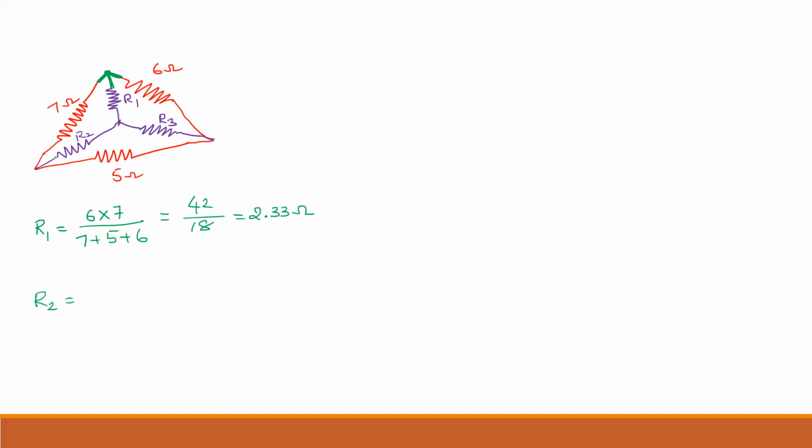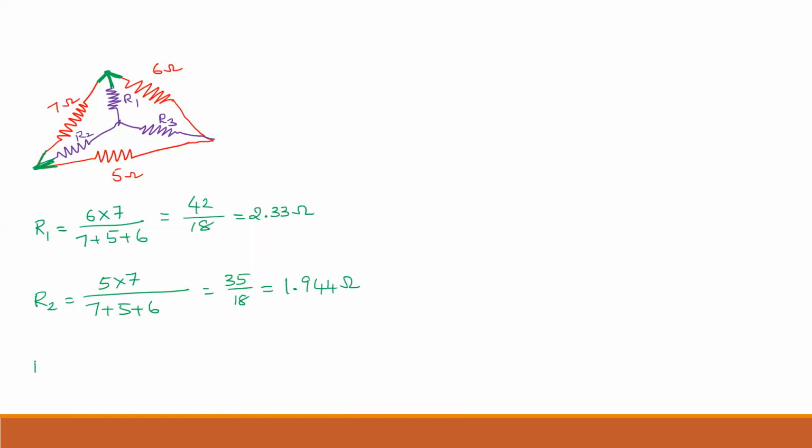Now if you are R2 and you come outside, you see two people. Who are they? 5 and 7. So 5 into 7 divided by 7 plus 5 plus 6. 5 sevens are 35, 35 divided by 18. You will get 1.944 ohms.